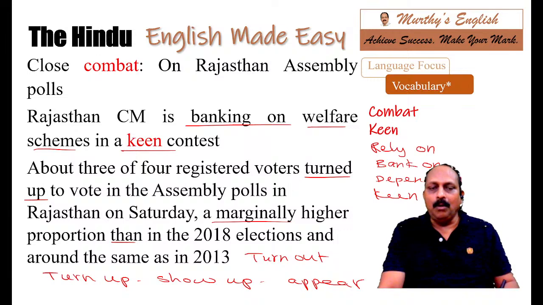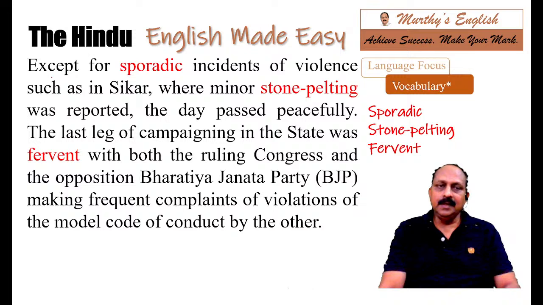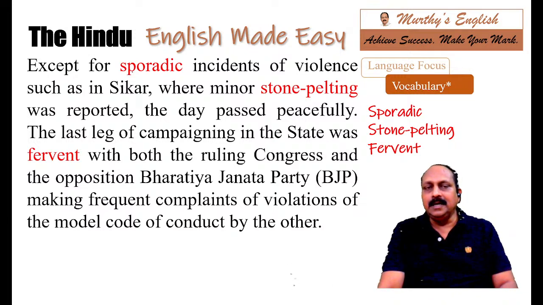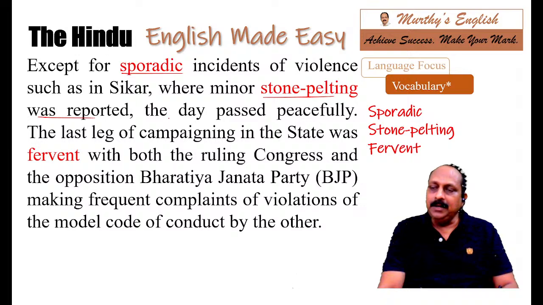higher proportion than, comparative form, in the 2018 elections, and around the same as in 2013. Same as in 2013, slightly higher proportion than in the 2018 elections. Easy to comprehend. Except for sporadic incidents, scattered incidents of violence, such as in Sikar, where minor stone pelting was reported. Stone pelting means what? Throwing stones. Was reported, past tense passive voice.